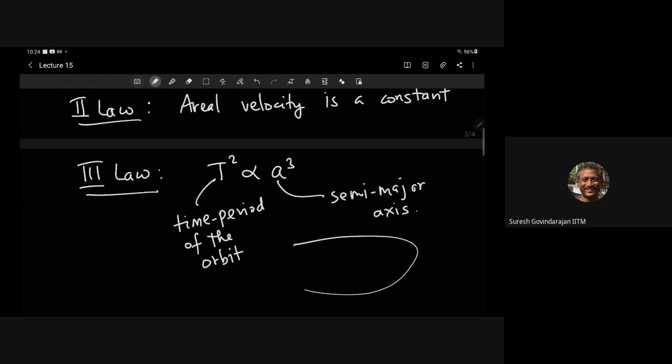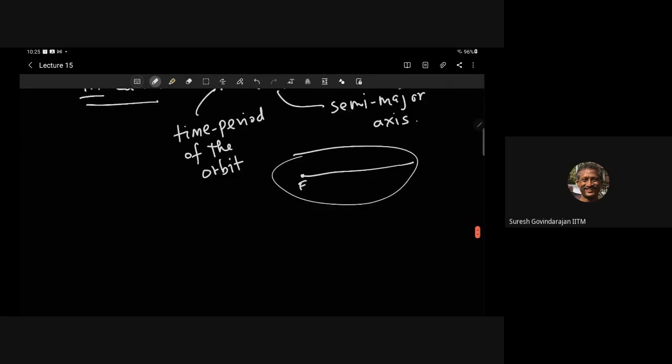So if you have an ellipse and this is semi-major or semi-minor, what is it? This is semi-major, right? Okay, this is the focus. So these are the things. Let us try to derive them. The first thing is an easy one. The second and third laws are easy.